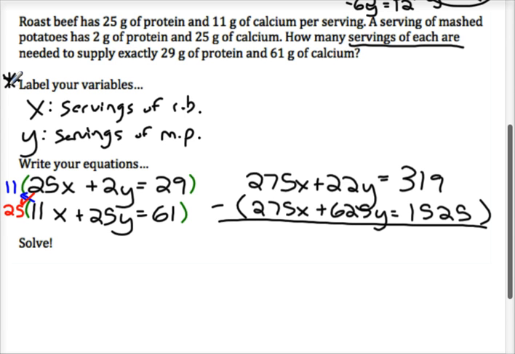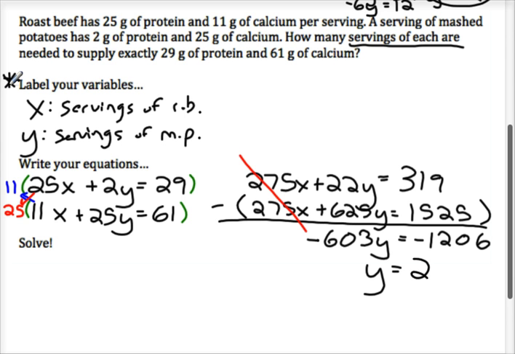So 275x minus 275x cancels out just like we need it to. 22y minus 625y is a negative 603y. 319 minus 1,525 is a negative 1,206. And when I divide both sides by negative 603 to get the y by itself, I get 2.